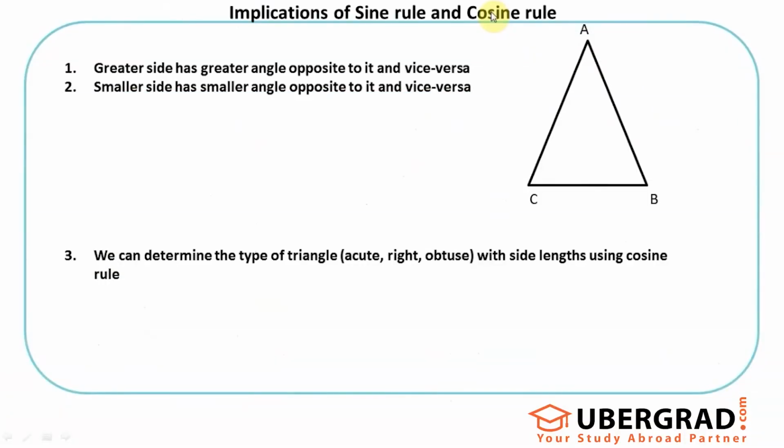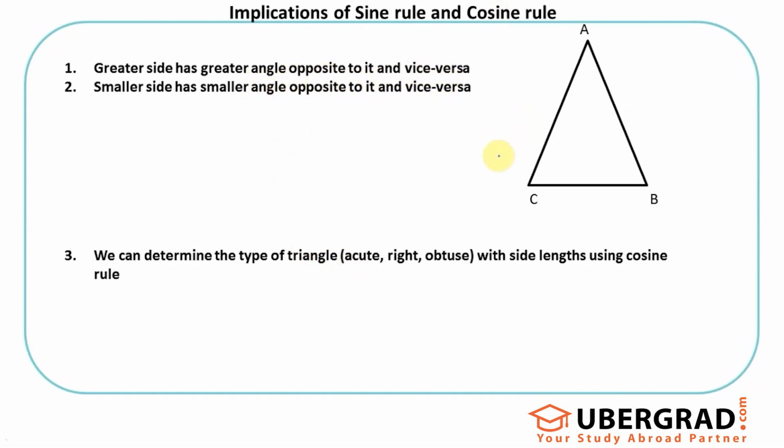Now, implications of the rules that we've just discussed. Understanding the rule is one thing, and these implications are really helpful for you to solve the problems. Obviously, you can't always apply those formulas to come to this implication. So rather try to imbibe these implications so that you can actually solve questions to a greater extent if you understand these implications properly. Right? So, greater side always has greater angle opposite to it and vice versa.